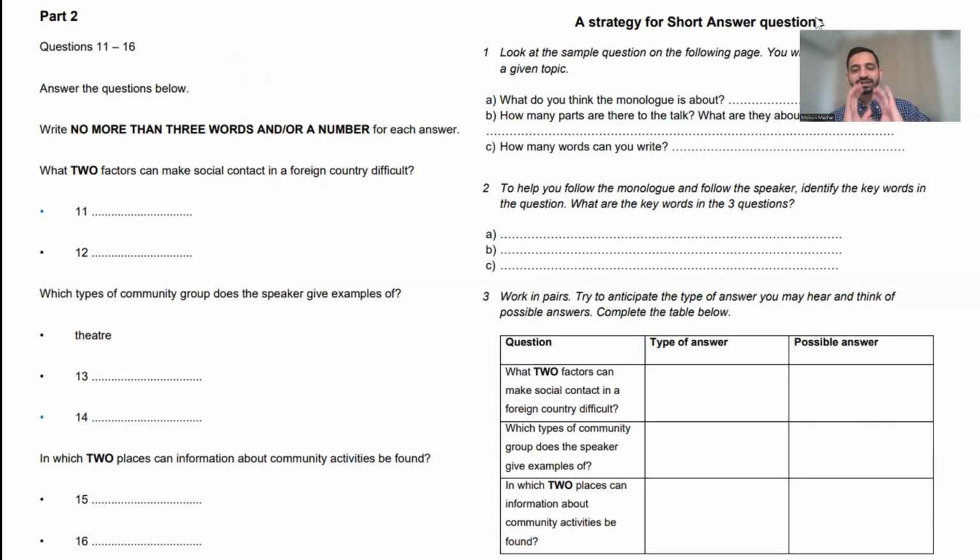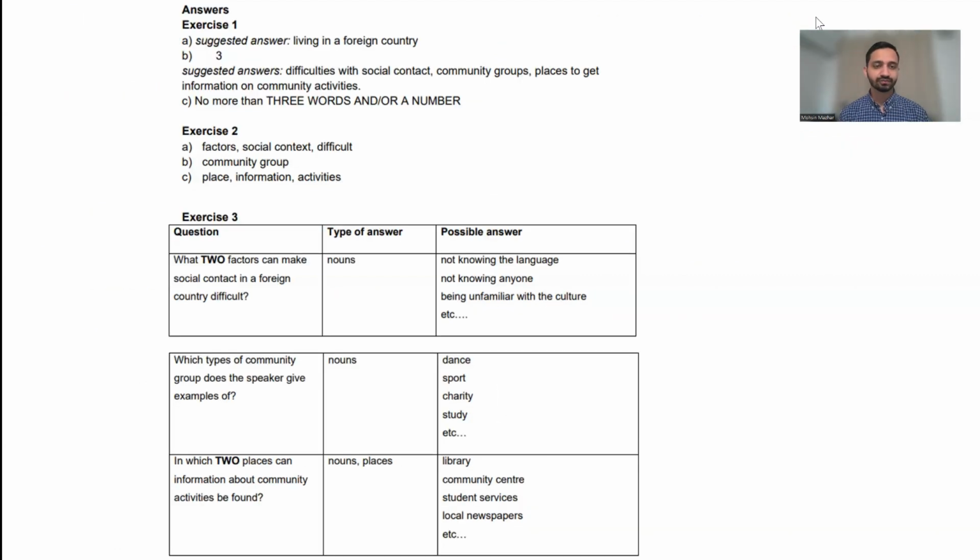Question number 3 asks you what type of an answer it should be and what is the possible answer. So let's look at this. The first question is, what 2 factors can make social contact in a foreign country difficult? It should be nouns, it should be names of the factors, right? And the factors are not knowing the language, not knowing anyone. So I predicted that answer could be a language barrier, and you can see the language here is mentioned. So not knowing the language, it's just our predictions. Okay, we're going to do this activity on your own, and then you will come back and listen to the answers. But these are the predicted or possible answers.